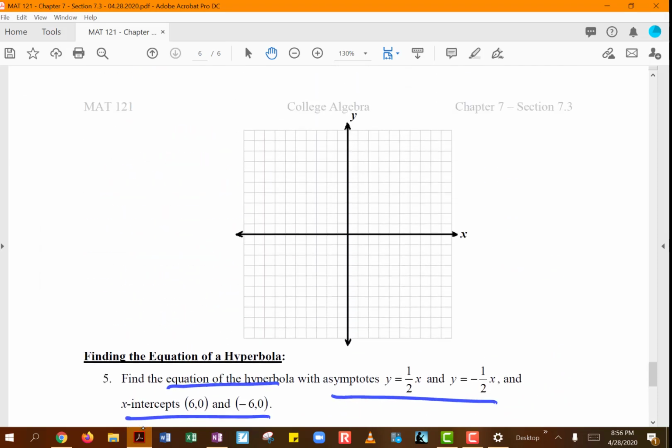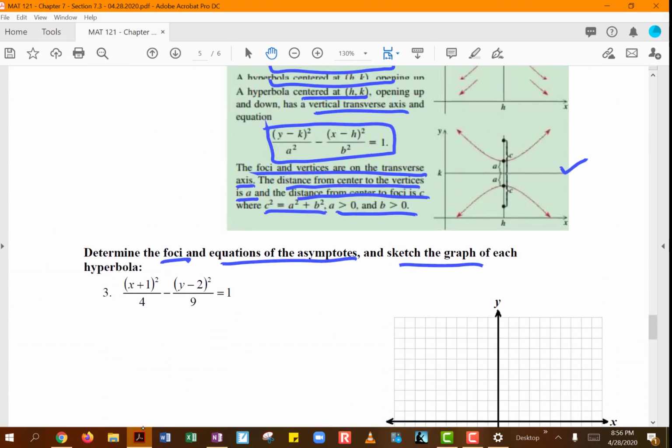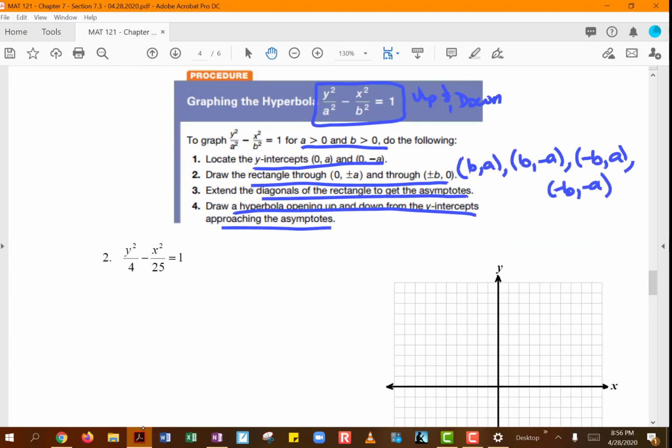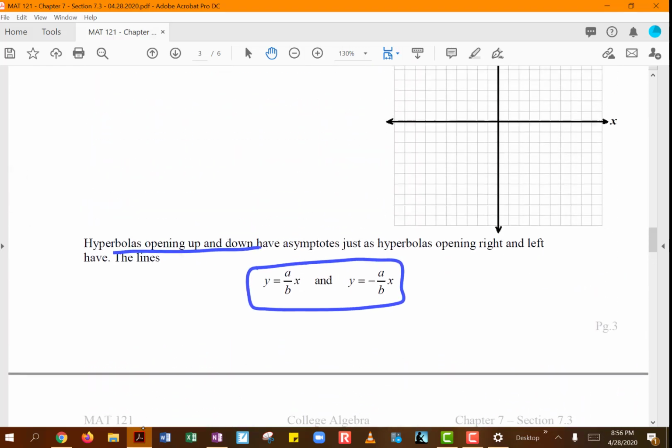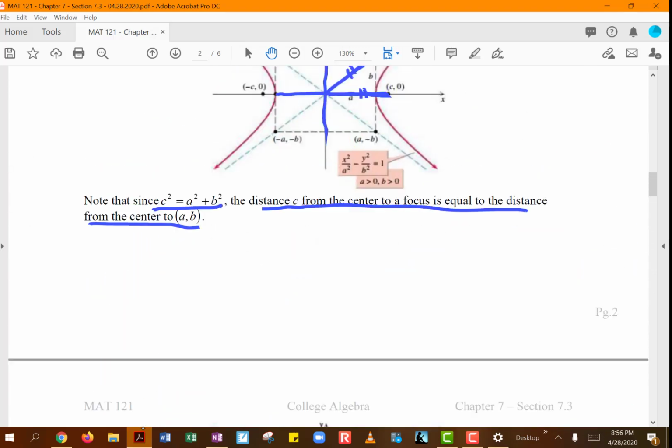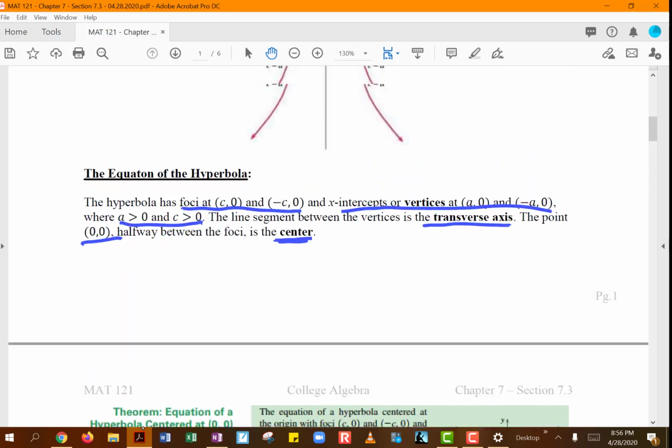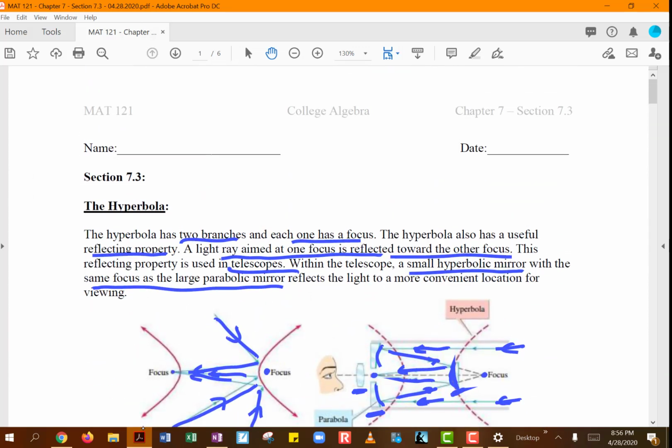So again, guys, look through the notes, look through your video, let me know if you have any questions. So this would be the end of our chapter 7 and the end of our conic sections. So again, we have looked at parabolas, ellipses, circles, and hyperbolas.